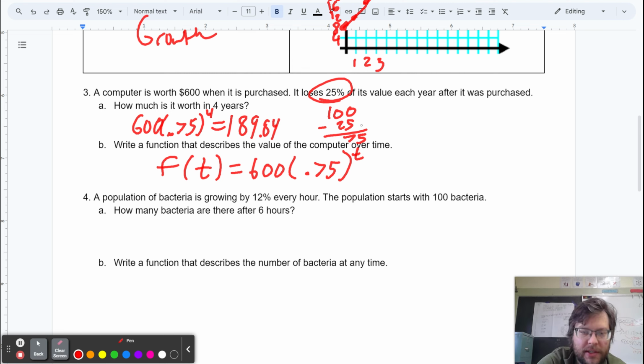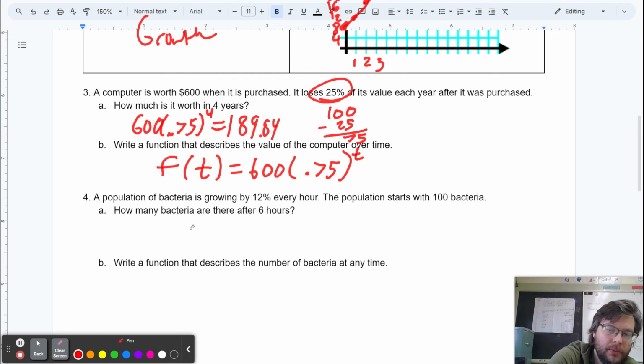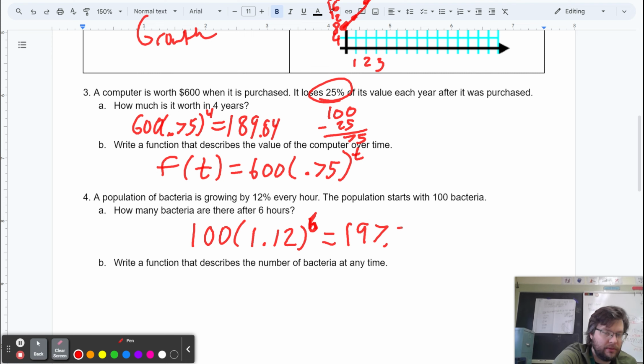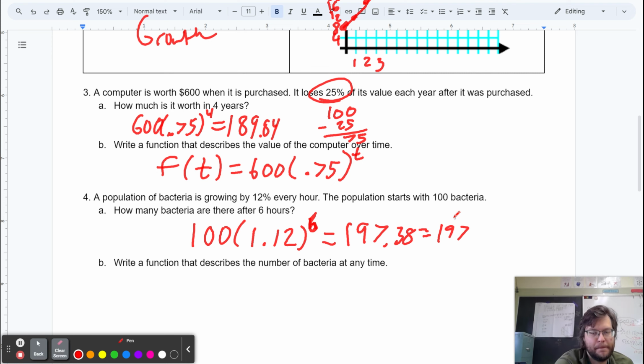Very similar process with number 4 with the bacteria, it's just growing by 12%. So we start with 100 bacteria, and we are growing by 12%. So I have 112% every hour. So for 6 hours, I just replace that with the number 6. 100 times 1.12 raised to the 6. Just type it into your calculator exactly how I wrote it there, and you should see 197.38. So I would probably round that down to 197 bacteria.